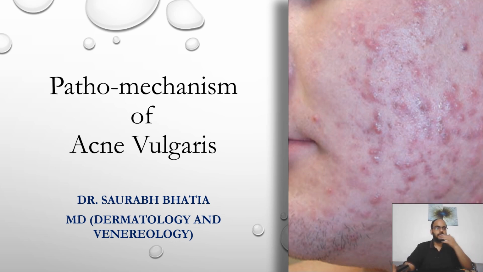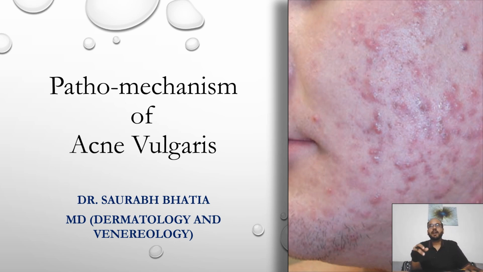pathomechanism of acne vulgaris: the way a pilosebaceous unit actually gets inflamed, leading to comedone and keratin expression. How does acne actually develop in an individual? It will be easier for us to now understand the pathomechanism. As far as the academics are concerned, this is a very important topic. You are frequently asked to write short notes on it, and if you go through this video, you can have a good holistic understanding of the pathomechanism of acne.